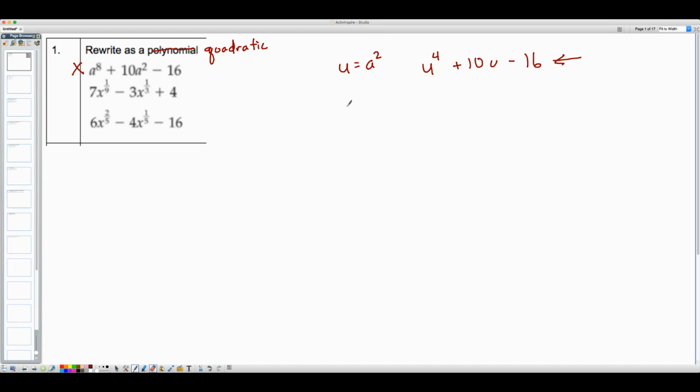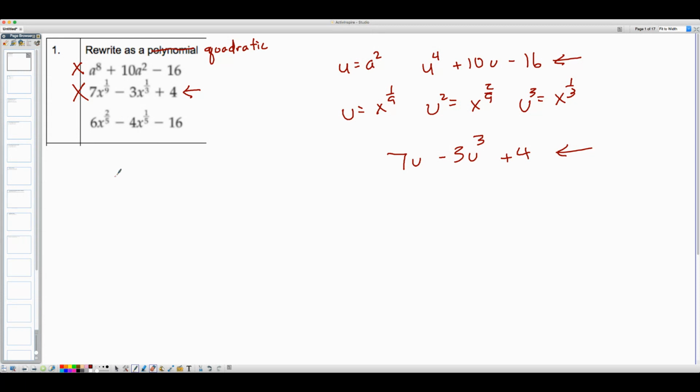Let's try the second one. If I let u equal x to the 1/9, then u squared would be equal to x to the 2/9, or u cubed would equal x to the 1/3. So I could rewrite this equation as 7u minus 3u cubed plus 4. And again, this is not a quadratic. This is not a good one to use quadratic techniques with.